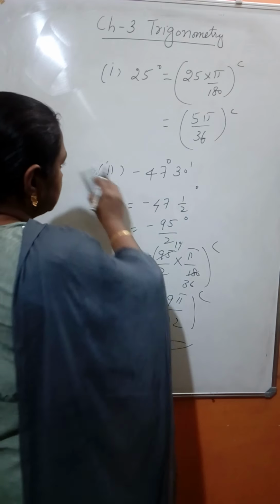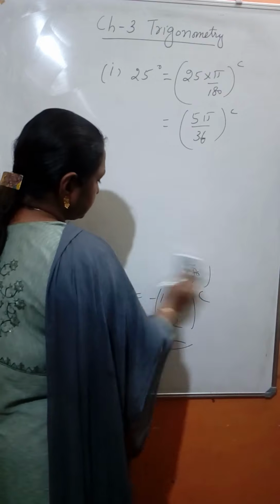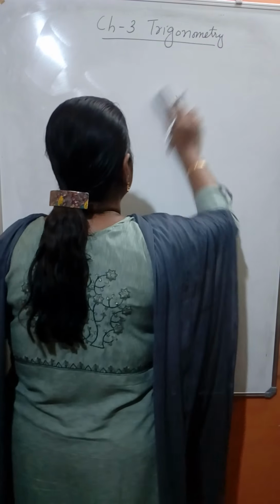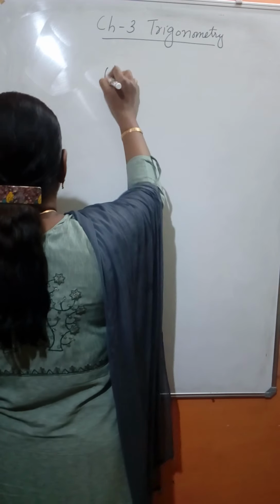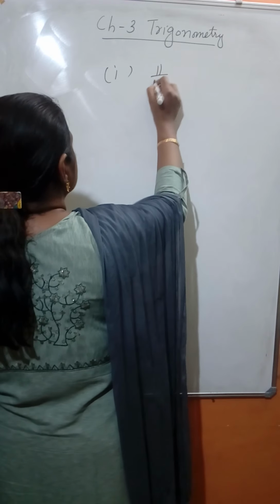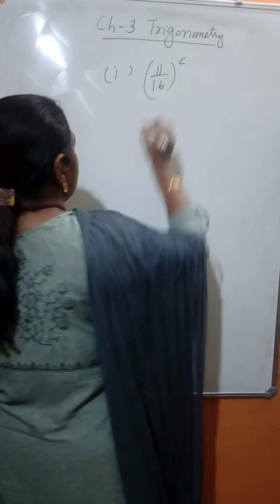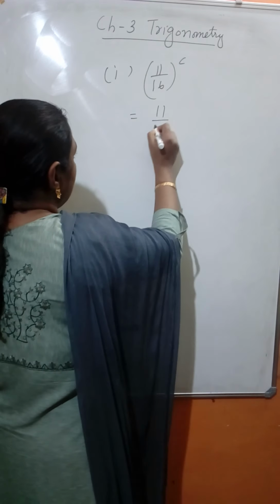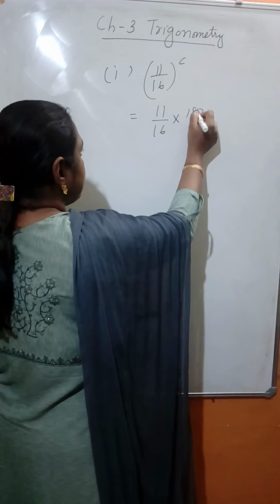Okay, there are 2 more questions that you try by yourself. Now, how to convert radians to degree? We will see the first question. It is 11 upon 16 radians. We have to convert it into degrees. So to convert into degrees, we have to multiply by 180 by pi.